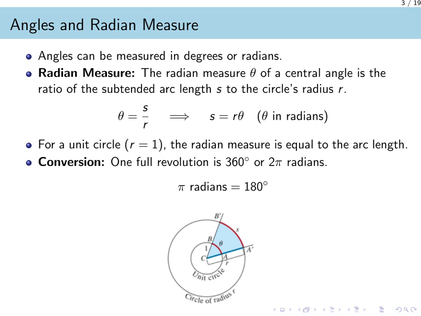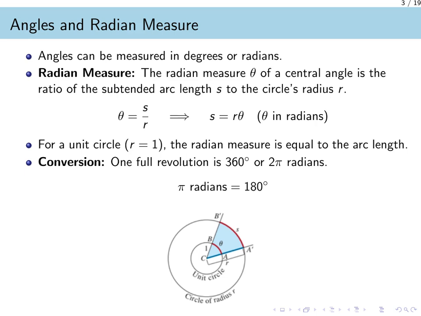To prepare for calculus, we will measure angles using radians, a unit that directly relates an angle to a physical length. A radian is defined by a simple ratio. The measure of a central angle, which we will call theta, is the length of the arc it subtends, s, divided by the circle's radius, r. This means theta equals s over r. Rearranging this gives us a powerful formula, s equals r times theta, which tells us that the arc length is just the radius multiplied by the angle in radians.